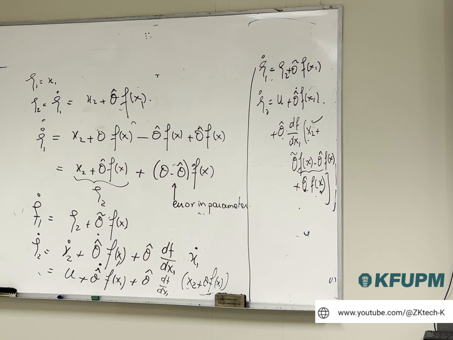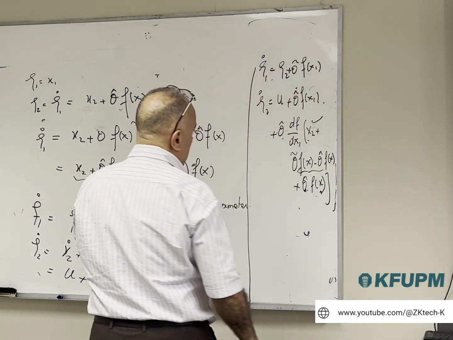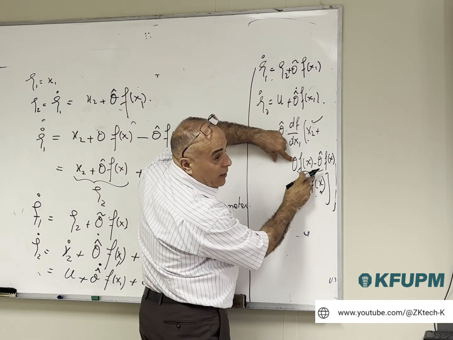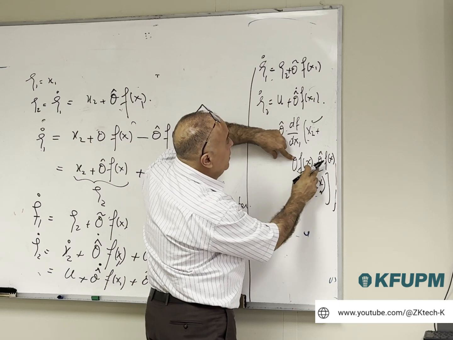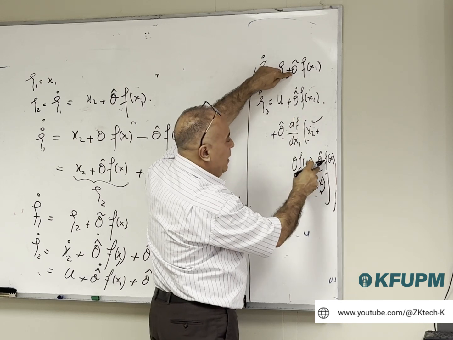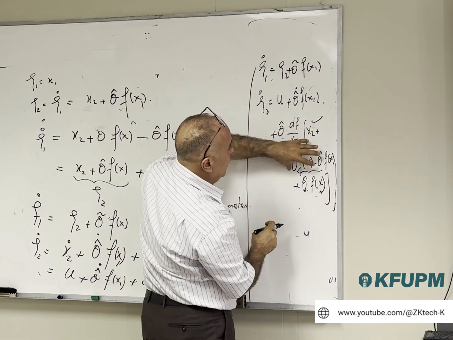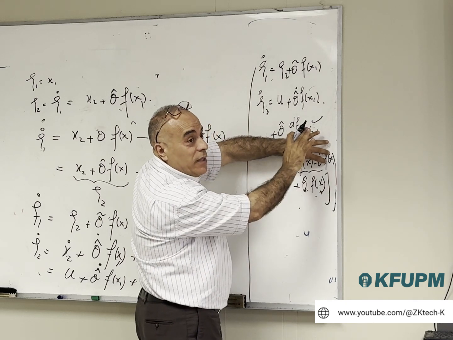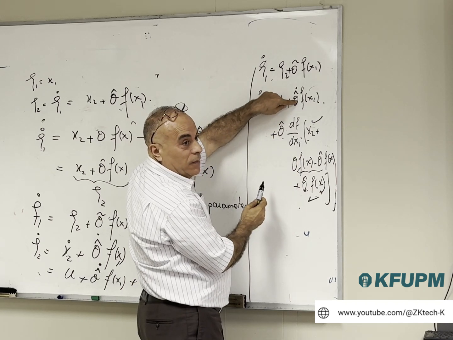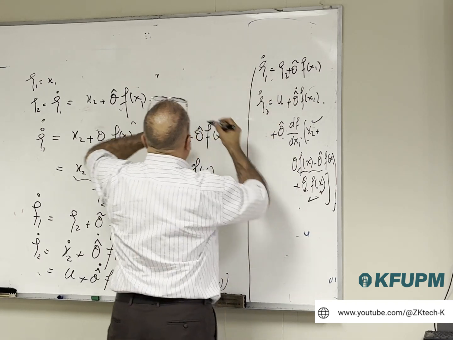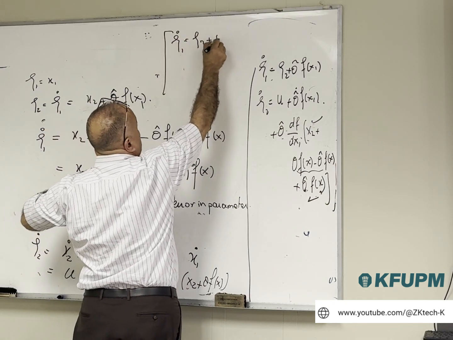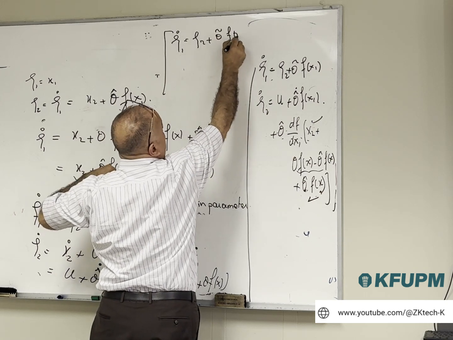What is it? This term you cannot take out. What is it here? This is theta. This theta you don't know. Theta minus theta hat is theta tilde. So this term cannot be removed, it has to stay there. But I'm able to remove this term, and this term, and this term. If I replace u by a linear system, I will have zeta 1 prime equal to zeta 2 plus theta tilde f of x1.